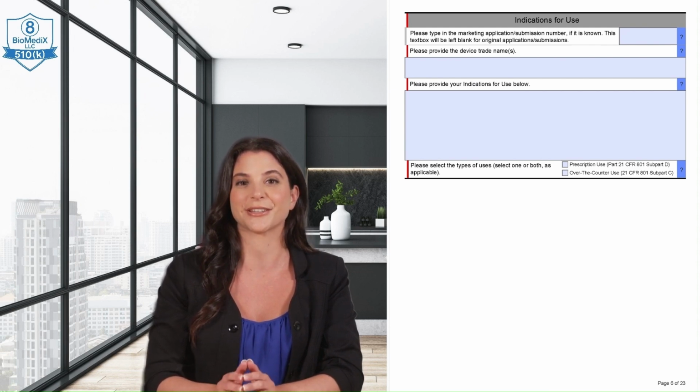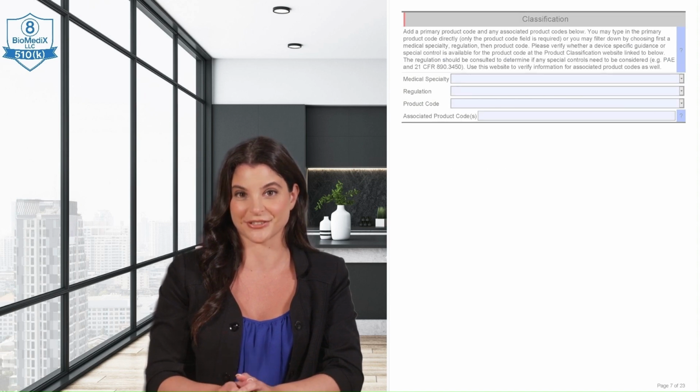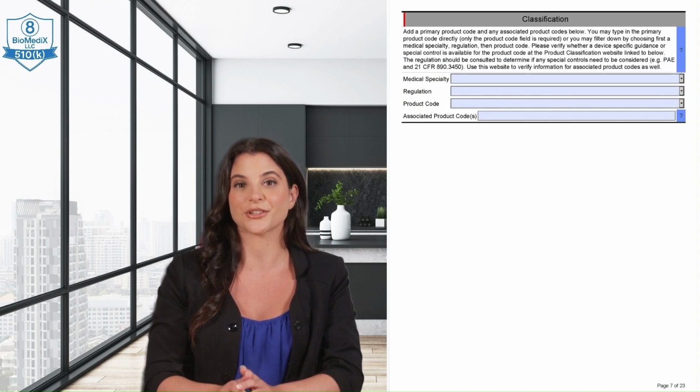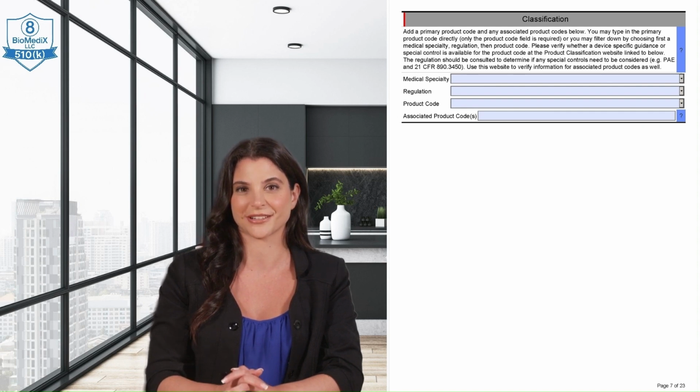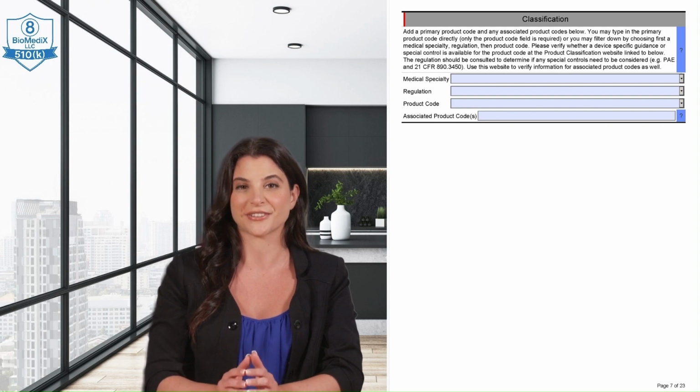Page 7, Classification. On page 7, you'll add a primary product code and any associated product codes. You can type in the primary product code directly or filter by medical specialty and regulation. It is recommended to verify whether a device-specific guidance or special control is available for the product code at the product classification website.